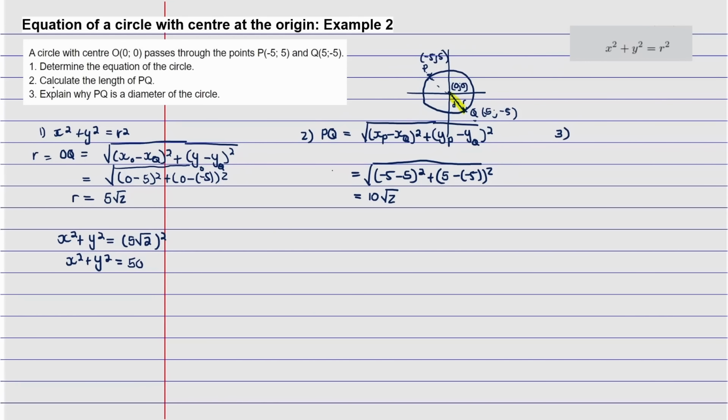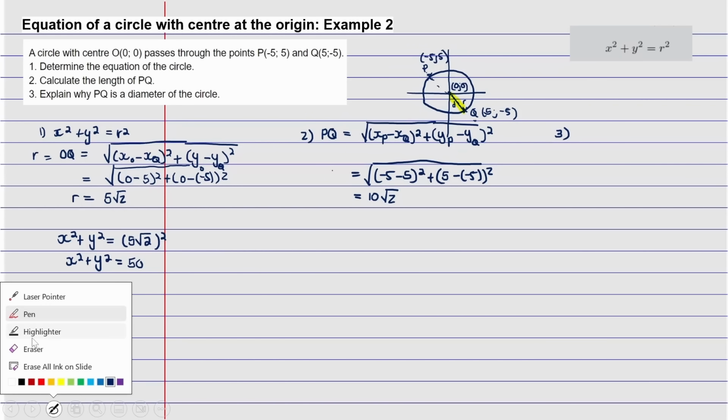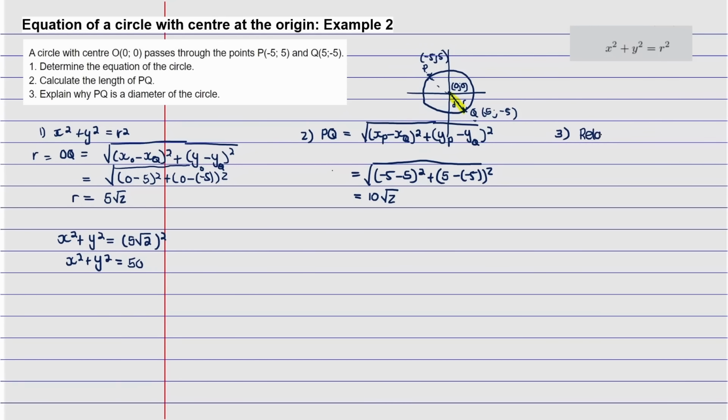Then number 3 says, explain why PQ is the diameter of the circle. To check that, we need to know the relationship between the distance, the diameter, and the radius. Basically, let me just write it down: the relationship between the diameter and radius.